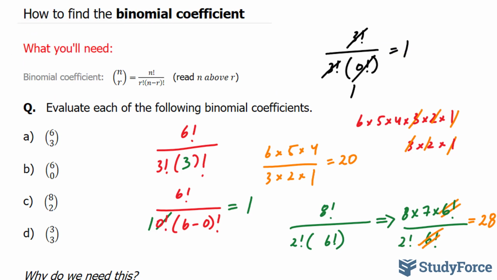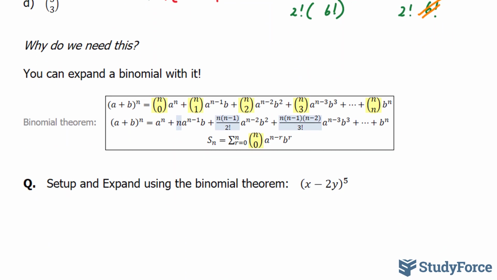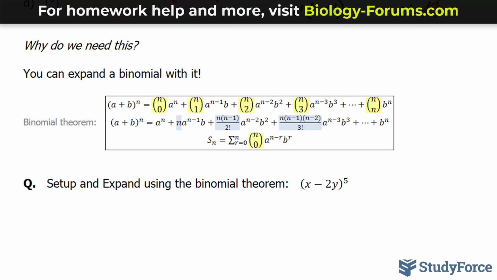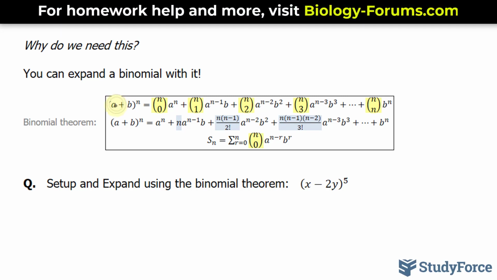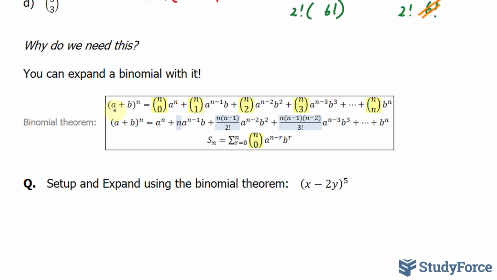Now you're probably wondering, why are we even doing this? What's the point of finding the binomial coefficient? Well, if you recall, we have looked at the binomial theorem in the past. And the binomial theorem gives us a way to expand binomials of nth exponent. So if we had a binomial, let's say a plus b to the power of 100, we can use the binomial theorem to help us expand it without having to do it manually. And what we were finding in question 1 were these things, what's highlighted.